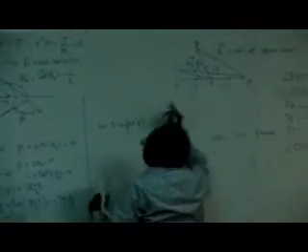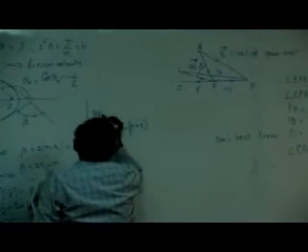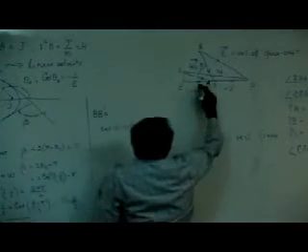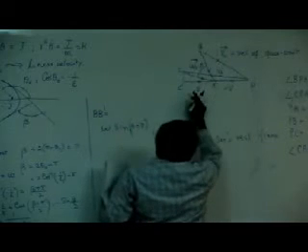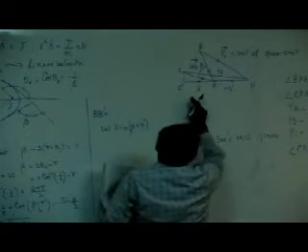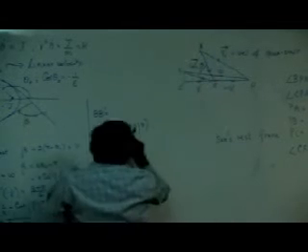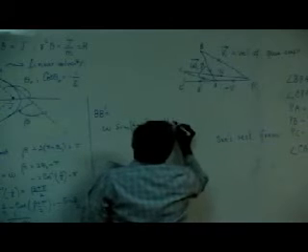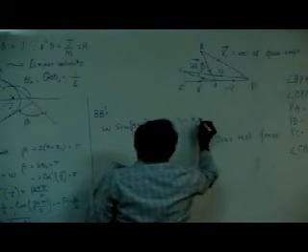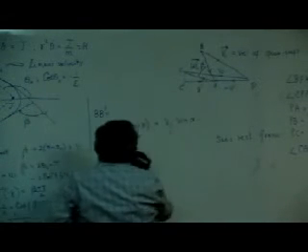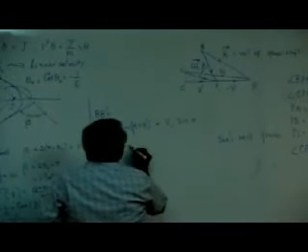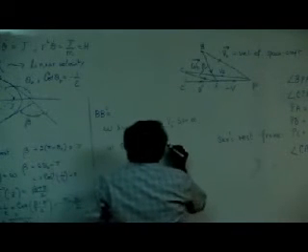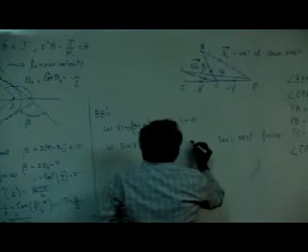Notice this is omega BB prime. BB prime is omega sine beta plus gamma, and that must be equal to Vi sine alpha. Similarly, omega sine gamma is equal to Vf sine alpha prime.